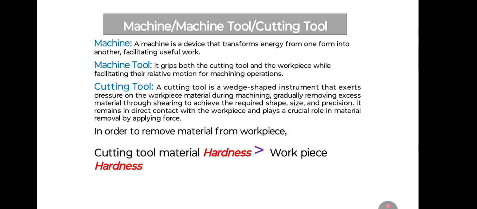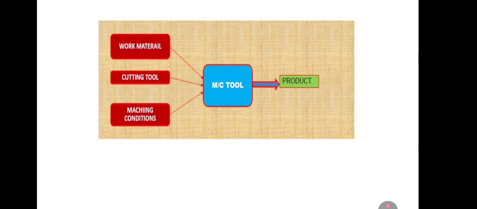If it reverses, that is, if the workpiece hardness is more, and let us assume there is a machining operation where workpiece hardness is more and the cutting tool hardness is less, at that time material will not be removed from the workpiece, rather it may happen that material is removed from the cutting tool. So if we want to remove the material from the workpiece, then when we are selecting the cutting tool, the hardness of the cutting tool should always be greater than the workpiece. So this is a very important condition that we need to keep in mind.